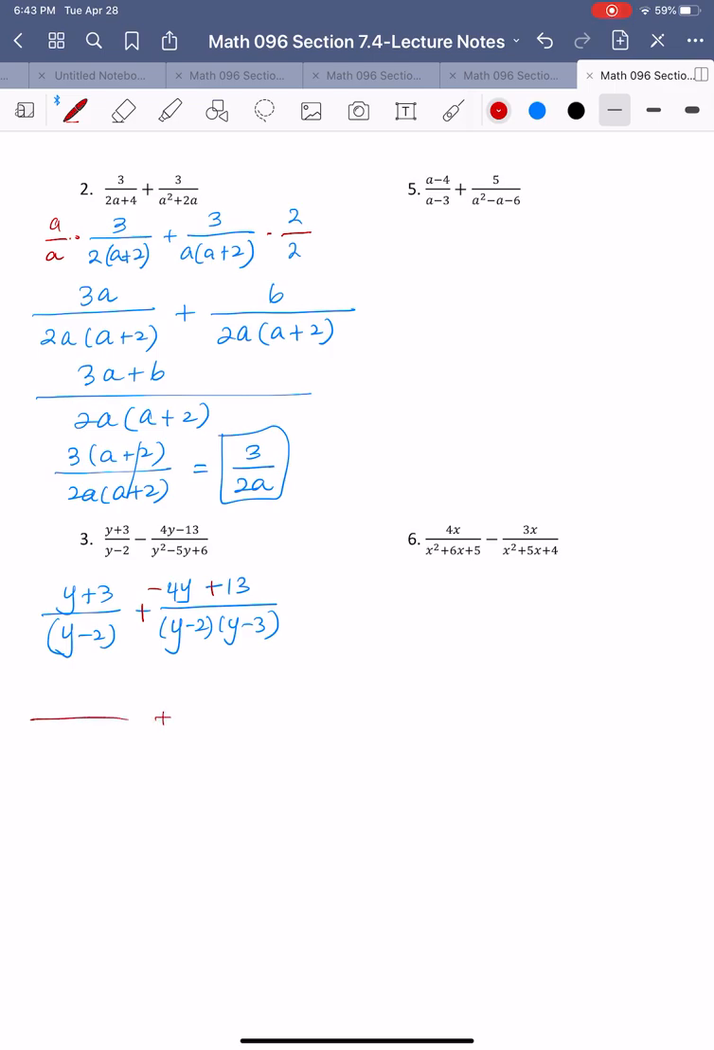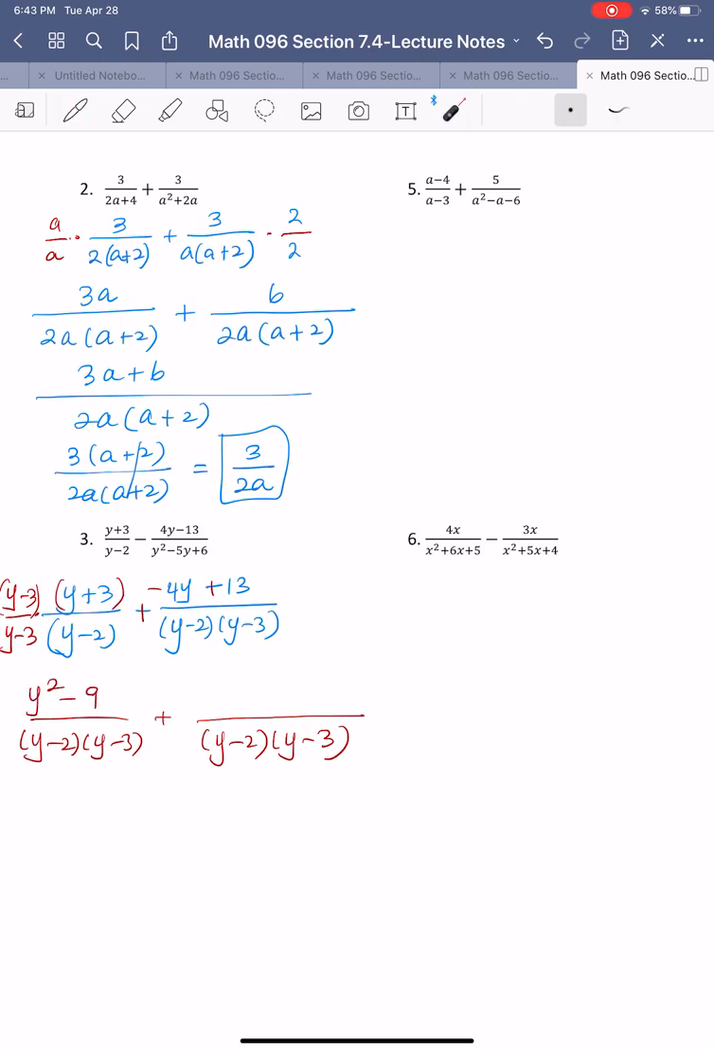Now we need to find the LCD, which is going to be y minus 2 times y minus 3. Compared to the denominator from y minus 2, in the y minus 2 times y minus 3, y minus 3 is missing. So you have to multiply by y minus 3 on both sides. Multiplying y minus 3 by y plus 3, you get y squared minus 9. But compared to this denominator, there's nothing that needs to be multiplied, so you're still going to keep that as negative 4y plus 13.